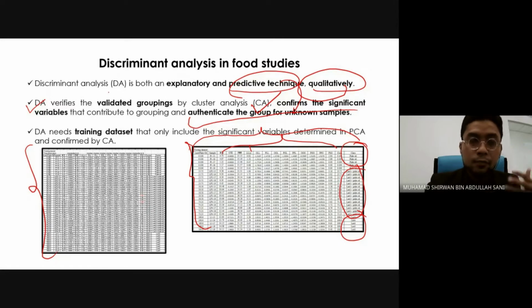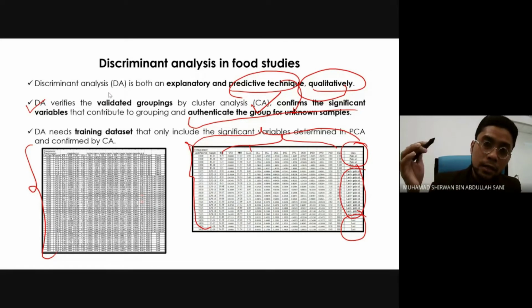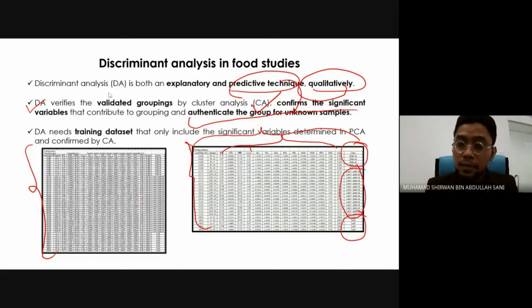Besides discriminant analysis, we can also use another algorithm, which we call partial least square discriminant analysis. The concept is the same, they still discriminate qualitatively, but they use a different algorithm. From my experience, I conducted a gelatin analysis and compared PLS discriminant analysis with discriminant analysis only. The good thing is that discriminant analysis had better prediction ability compared to PLSDA.